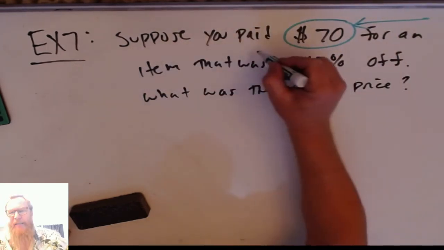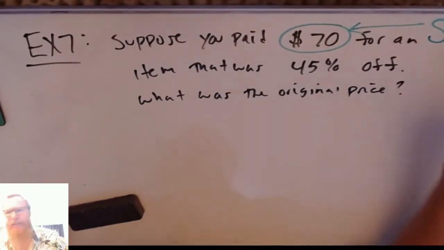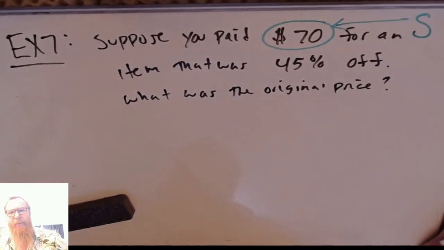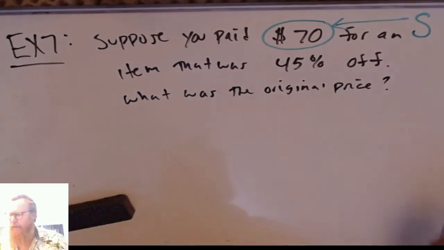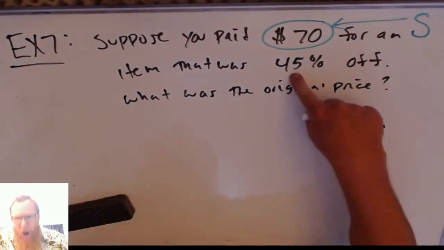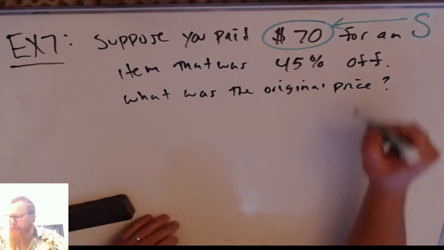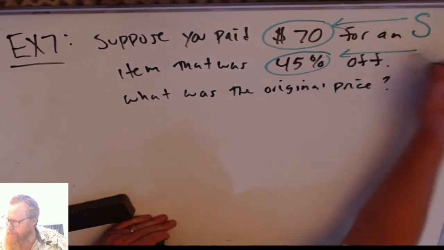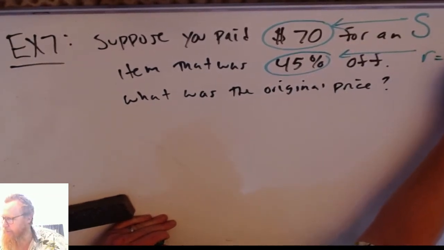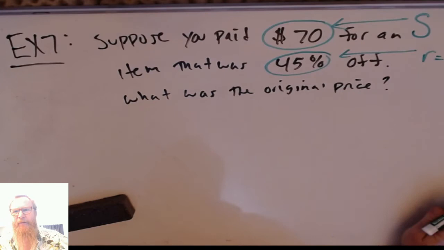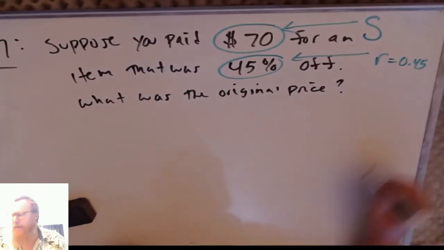So you paid $70. That's your S. That's your sale price. 45% off. Yeah. So that means R is 45% or 0.45.